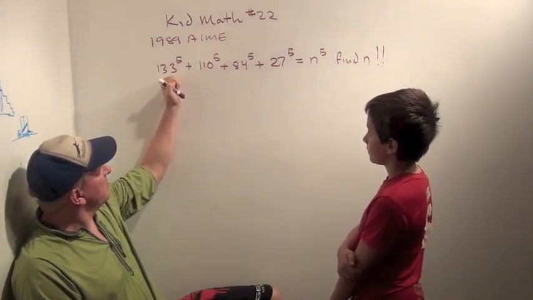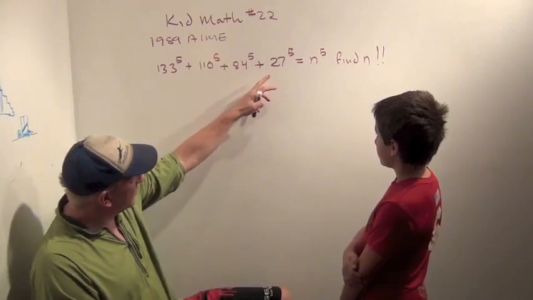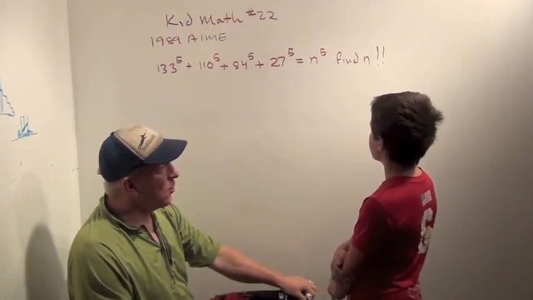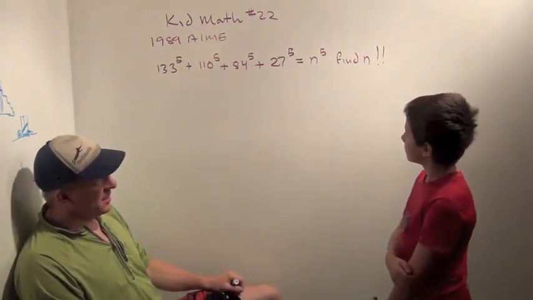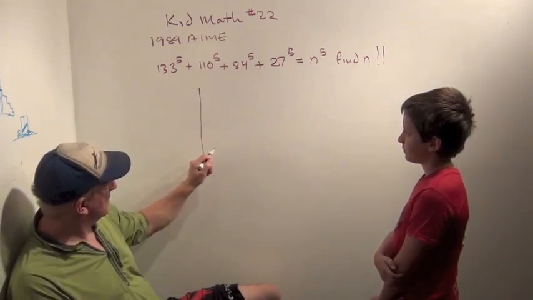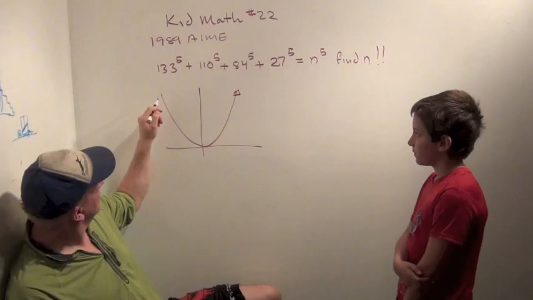It says 133 to the fifth plus 110 to the fifth plus 84 to the fifth plus 27 to the fifth equals n to the fifth. Find n. Whoa. Okay? Now, you spent yesterday playing around in Mathematica with parabolas, right? Yes. X squared.